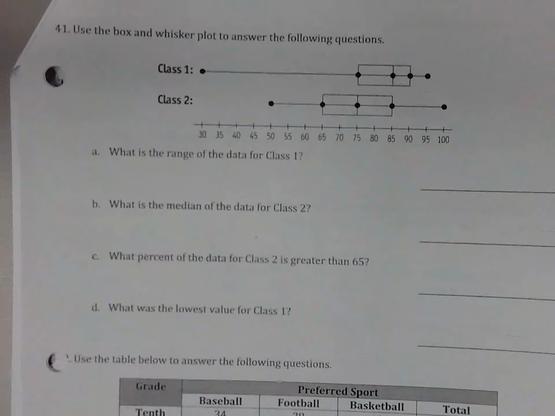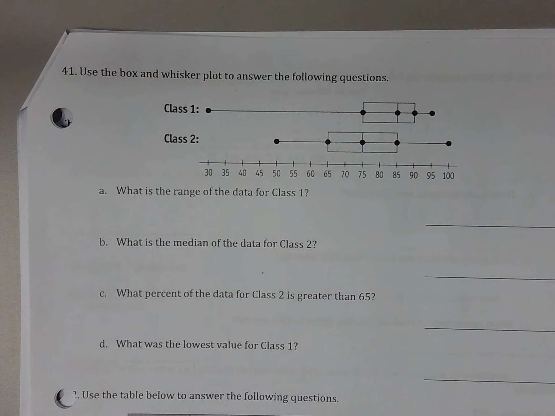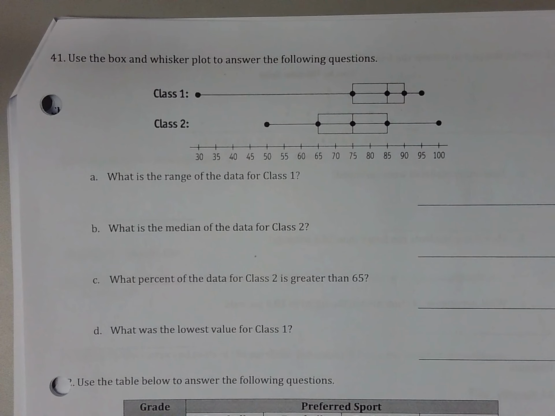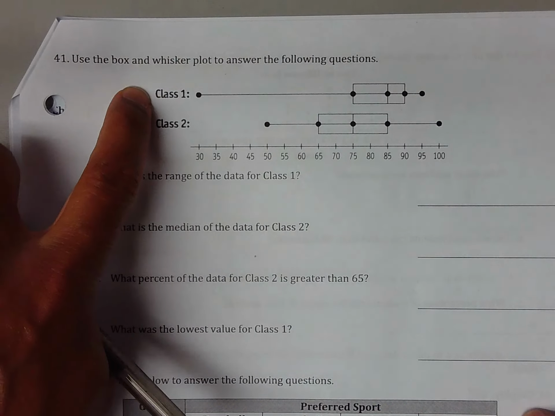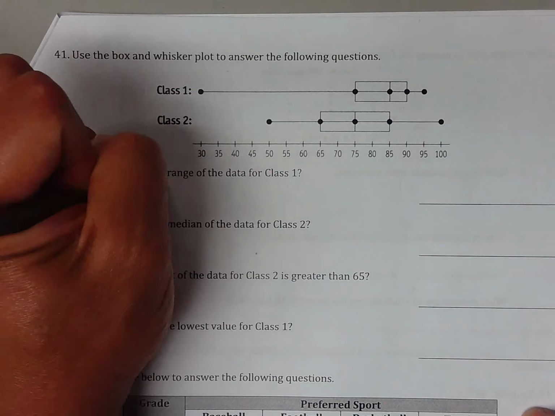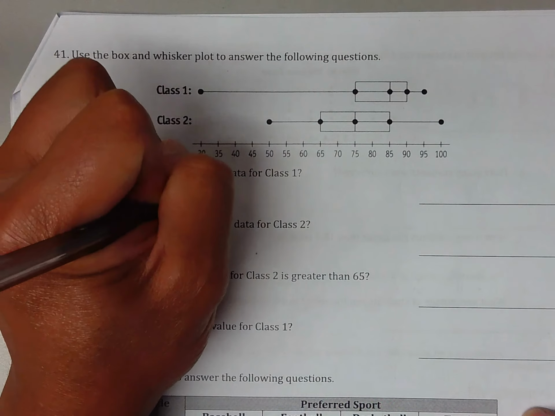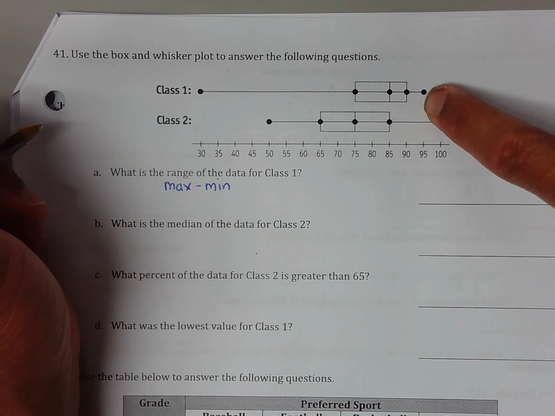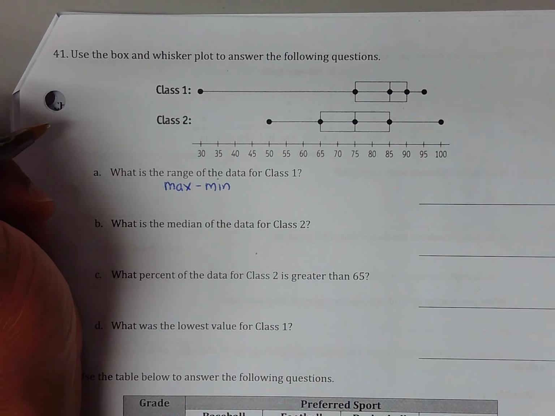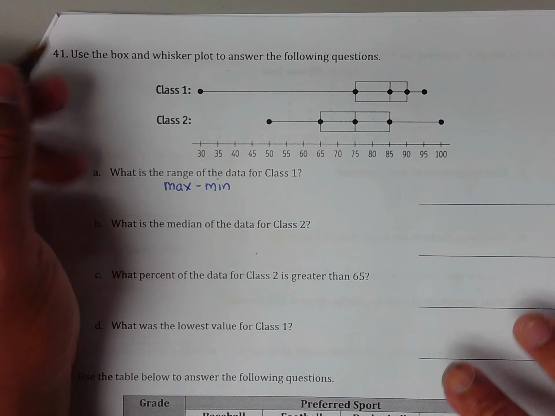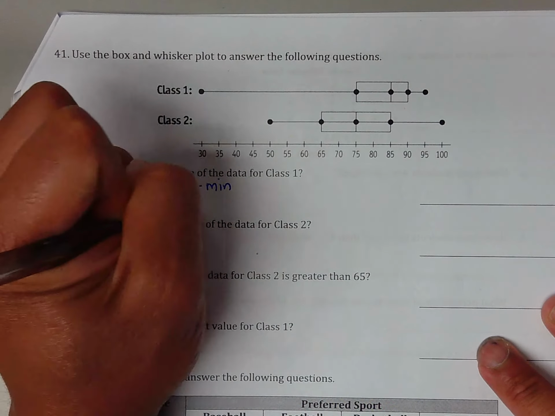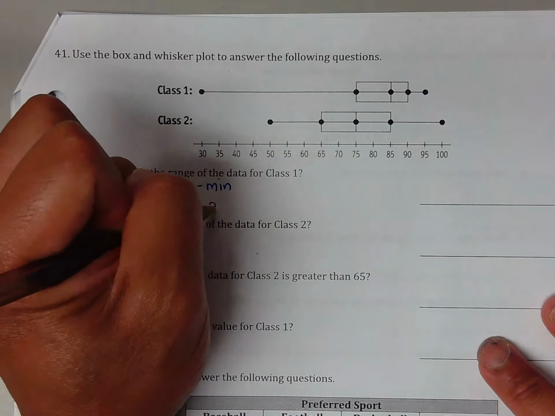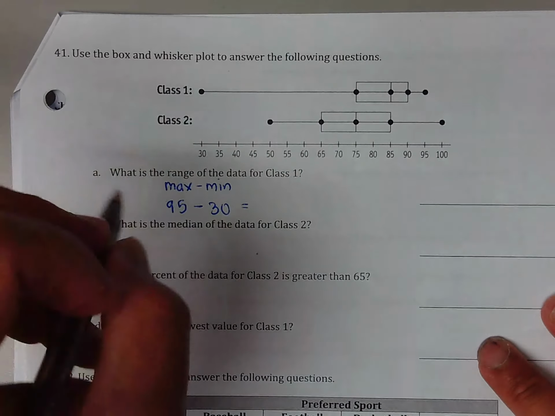Question number 41. Use the box and whisker plot to answer the following questions. What is the range of the data for class 1? Looking at class 1, we see our range is our max minus our min. Our maximum is the whisker all the way to the right, which gives us 95. The whisker all the way to the left gives us our minimum, which is 30. So the range here is 65.